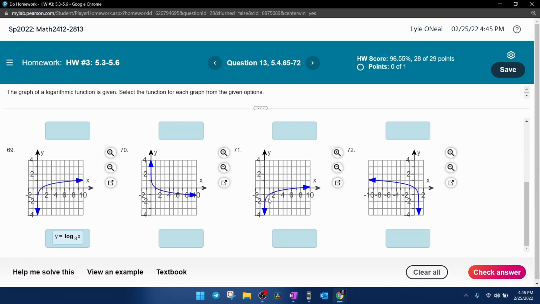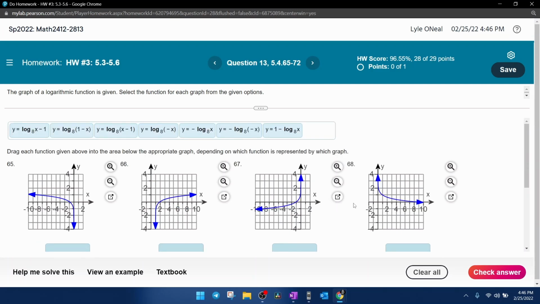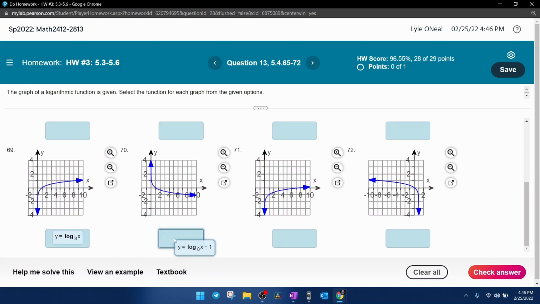So this also has the y-axis as the asymptote, but the x-intercept has been dropped down 1, and none of the other graphs even have the y-axis as a vertical asymptote with the graph curving up to the right. So I'm going to drag and drop him on number 71.